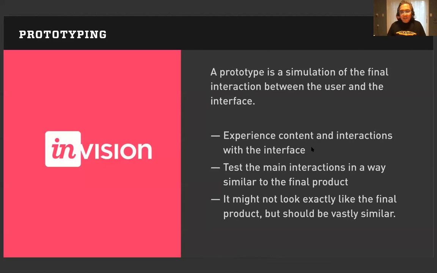Finally, prototyping. A prototype is a simulation of the interaction between a user and interface. We won't get into it right now, but you can use things like InVision or Figma or XD or Balsamiq to make interactive prototypes. And so depending on your client, you may want to use an interactive prototype instead of paper wireframes. So it depends on how they work, what they want to see, how they interact with a design itself. But these prototypes experience the content and interactions. They test the main interactions similar to the final product. And even though they might not look exactly the same, they should be pretty close.